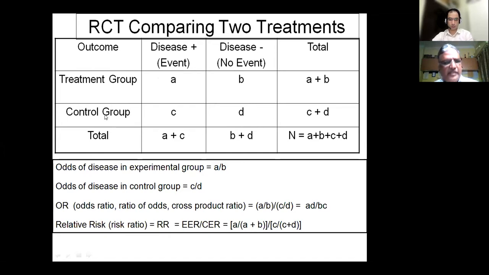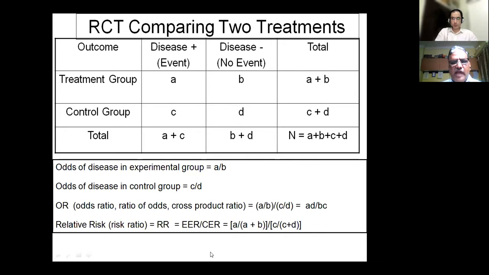as shown in the earlier slide. In the control group, C is the event and D is the no event. So C divided by D. And odds ratio is basically the ratio of these two odds. A by B divided by C by D, if we simplify it, becomes AD by BC, and that's why it is called cross product ratio. You are multiplying these two cells and dividing by these two cells. Remember how odds ratio and relative risk are different from each other, and how this formula works.